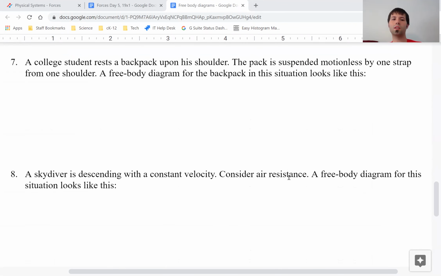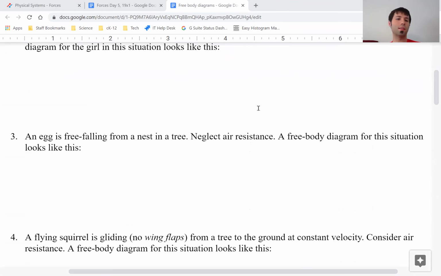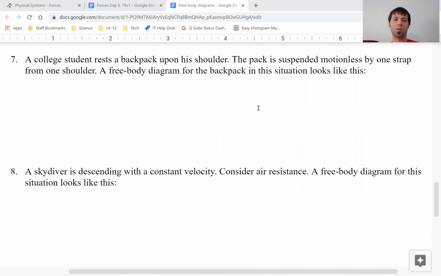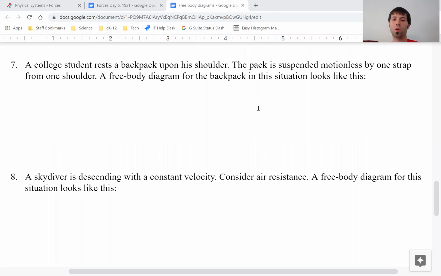A college student rests a backpack on his shoulder. The pack is suspended motionless by one strap from one shoulder. A free body diagram for the backpack in this situation should look like this. If you go back to number 2, it's the same exact thing. This is the same exact diagram. The only difference is there's one strap instead of 2 ropes. So this might be a little bit confusing because the way that they describe this doesn't really make sense if you think about how people wear backpacks.